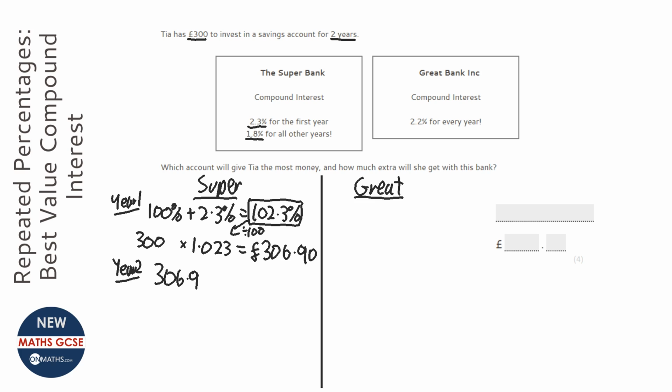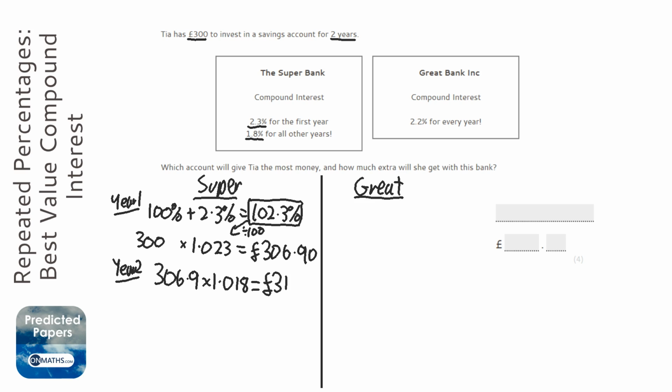I could go through the same method as before, but actually when you start using multipliers you realise how to just go straight there. So it's going to be 1.018, but you could do 100 plus 1.8 is 101.8 and then divide that by 100. So what's that going to be? 306.90 times 1.018, and that says it's £312.42. I'm going to round it to the nearest penny. Okay, so that is Super Bank. That's how much we'd get.